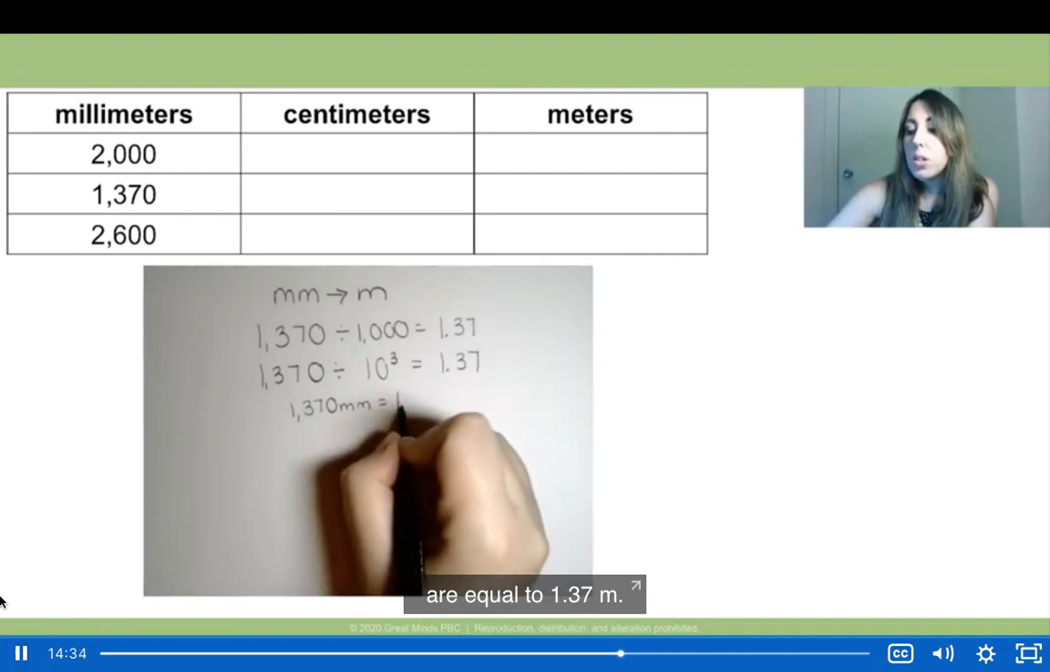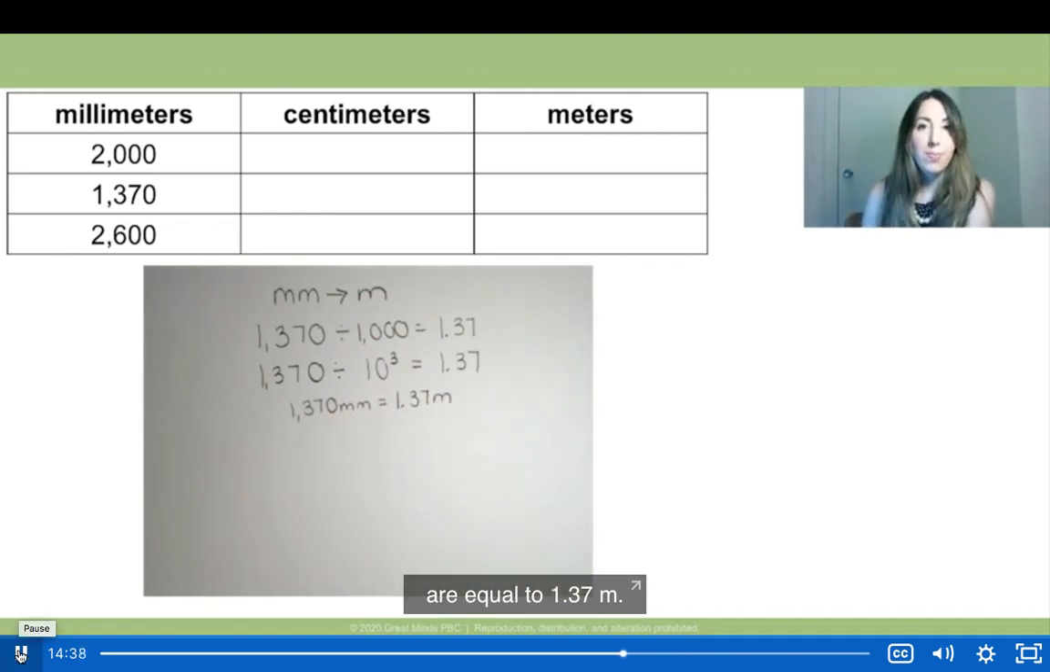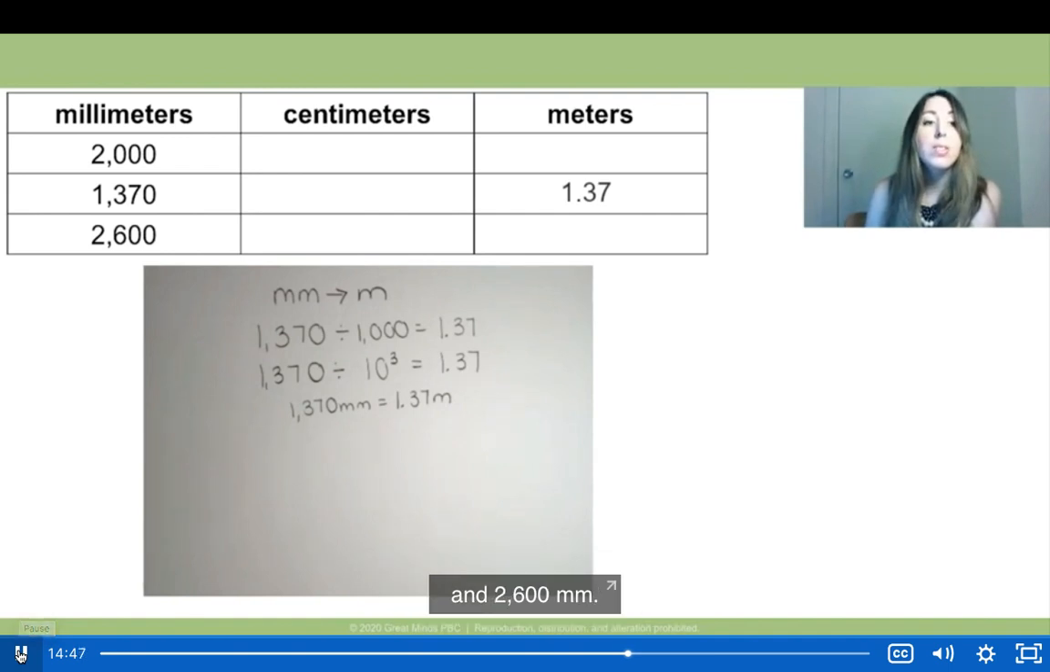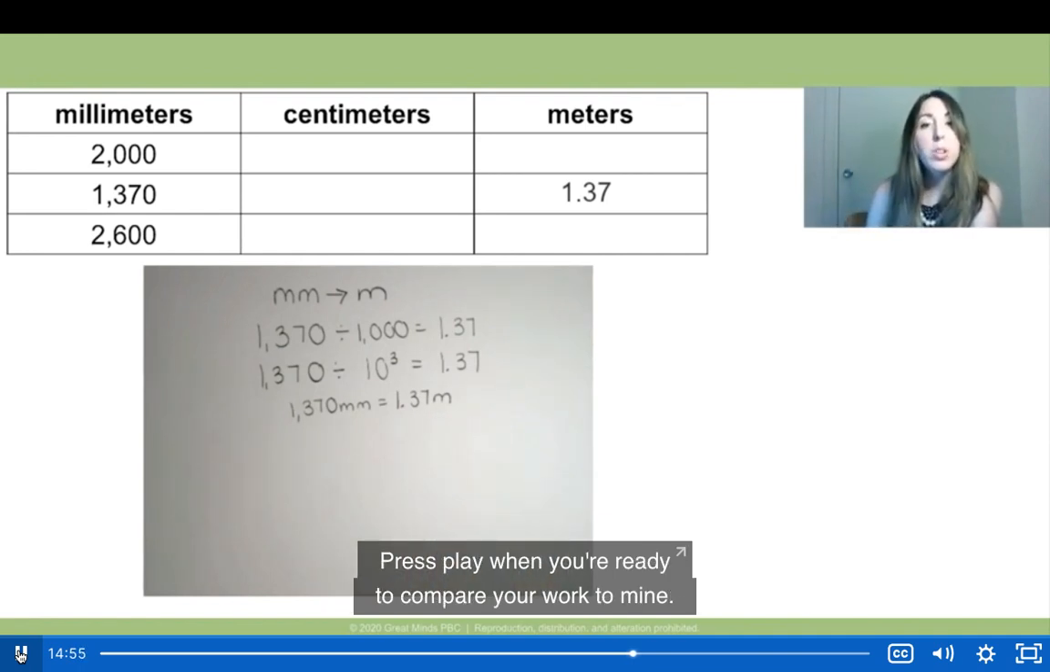centimeters are equal to 1/3700th meter. I want you to pause here and find the equivalent number of meters for 2,000 millimeters and 2,600 millimeters. Be sure to show your work just like we showed our work together here. Press play when you're ready to compare your work to mine.